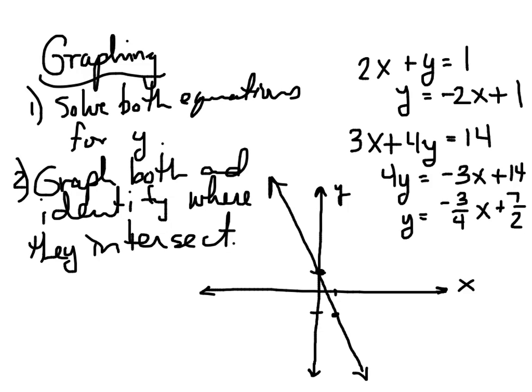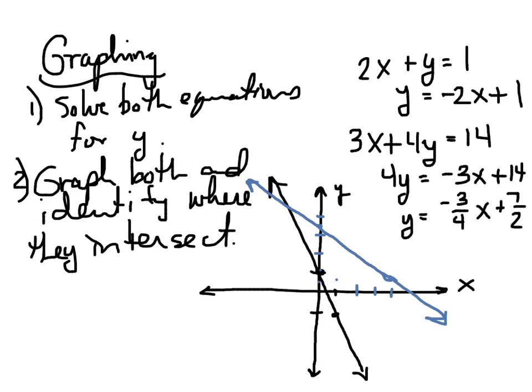I'll graph the other one in blue so we can kind of see it. Then up 7/2, which is 3.5. So 1, 2, 3.5 is about here. And then down 1, 2, 3, and over 1, 2, 3, 4. Okay, I end up with something that looks like this.